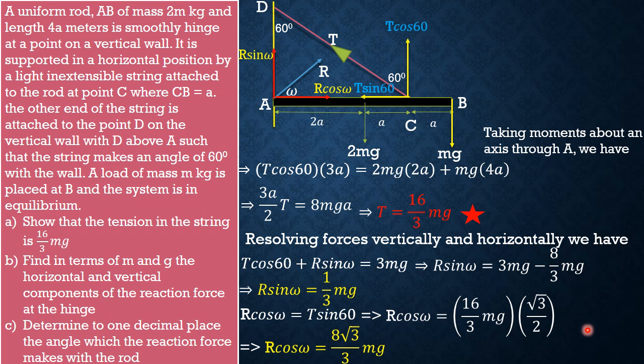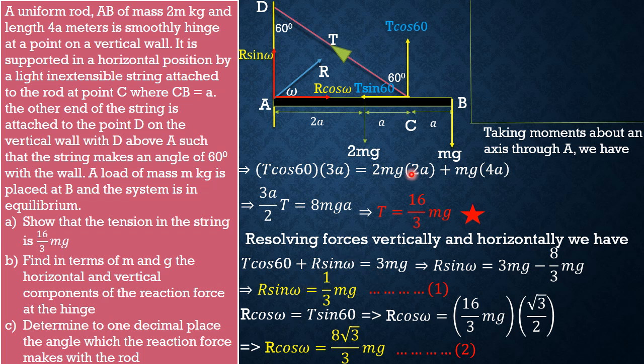Alright, so friends, let's look at it. Since we are short of space, we'll just answer it over here. So before then, let's call this r sin omega equals 1/3 mg equation 1. Then we call r cos omega equal to 8 root 3 over 3 mg equation 2. Good. Keep in mind that we have to solve for the value of omega only, not solve for r.